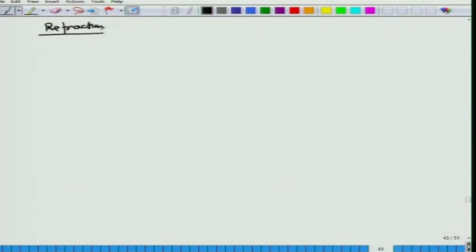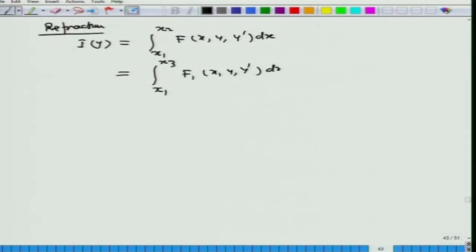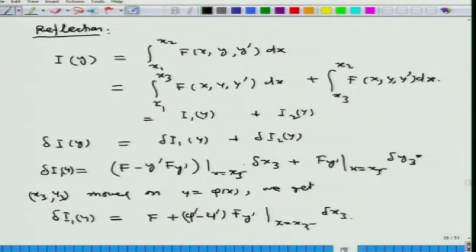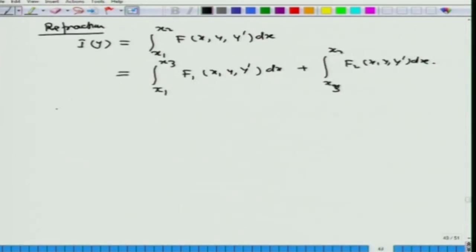So, in the refraction case, we get I(y) as the integral from x1 to x2 of f(x, y, y') dx, which will then have two parts: the integral from x1 to x3 of f1(x, y, y') dx plus the integral from x3 to x2 of f2(x, y, y') dx. So, here in the previous case this f had a set standard form, which we will consider now in the second case. Then we consider this delta I(y), again this will be I1(y) and I2(y).